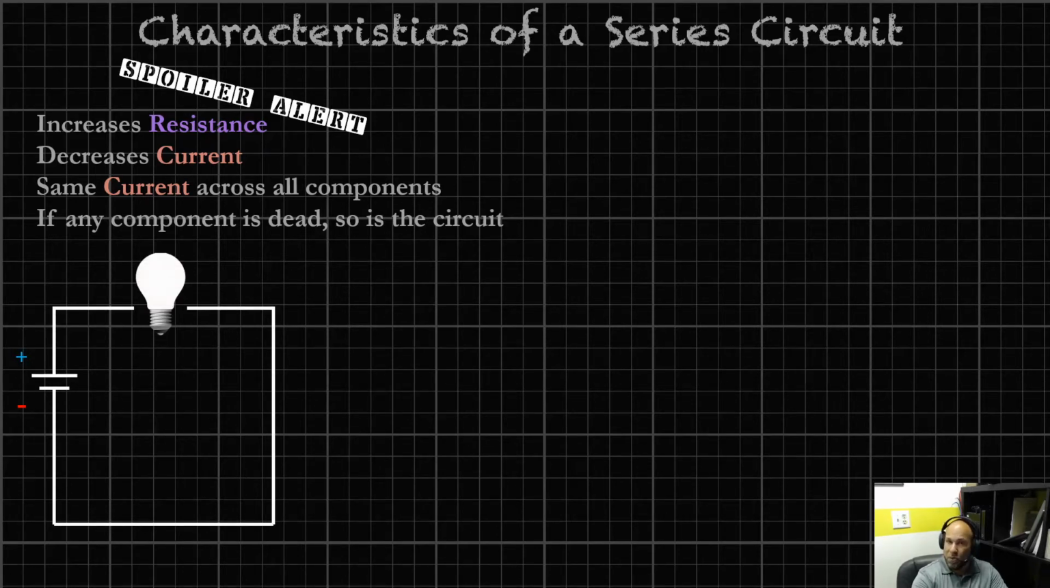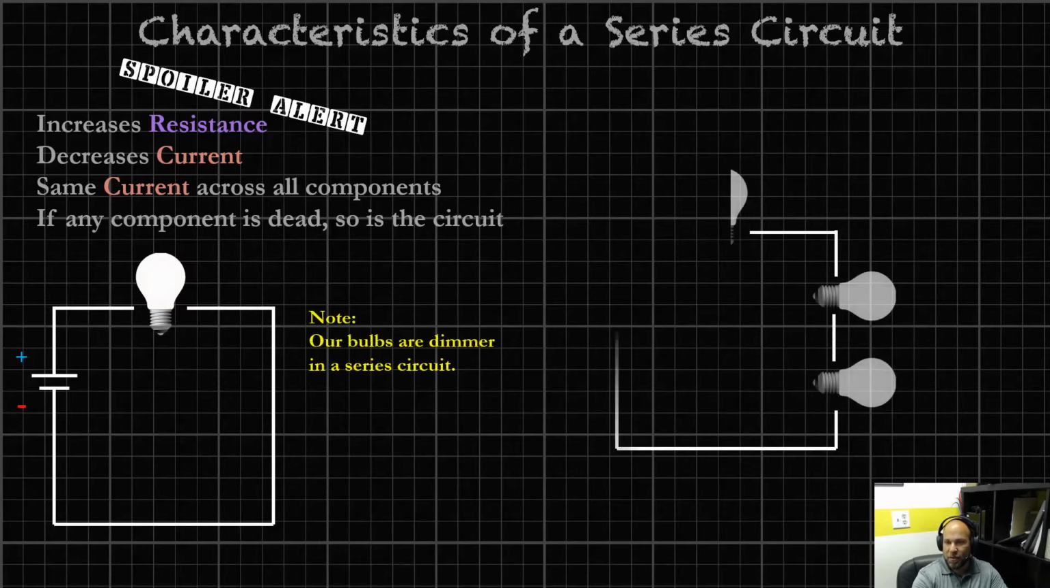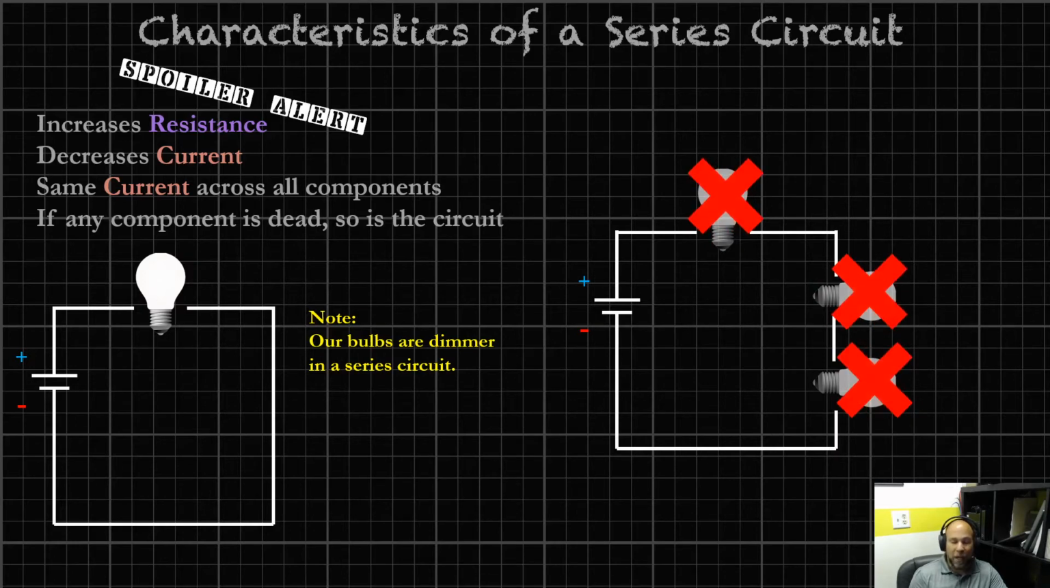All right, here we see a light bulb in a simple circuit. Let's throw a few of them in series. And I want you to note that there's more resistance because there's more components drawing electricity or resisting the flow of electricity within our circuit. So our bulbs are going to be dimmer overall, right? Also, any one component that dies in a series circuit, the whole train wrecked. Everything else is dead as well.